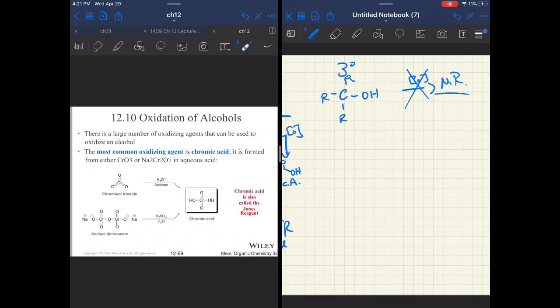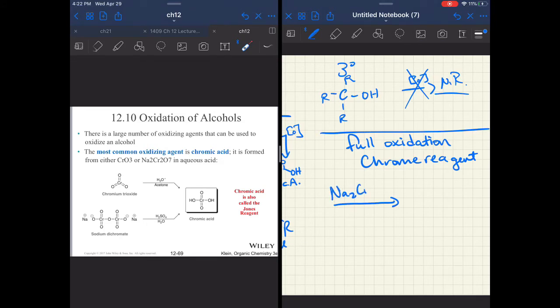What kind of reagents are we going to use? Now, for our full oxidation, so this is going to take us to the most bonds possible, we're going to use a chrome reagent. There are a few different ways that we can get to this chrome. What I use most of the time is sodium dichromate. It needs some acid and water, but this is going to give you a full oxidation. This could also be written as chromium trioxide, acid, and acetone.